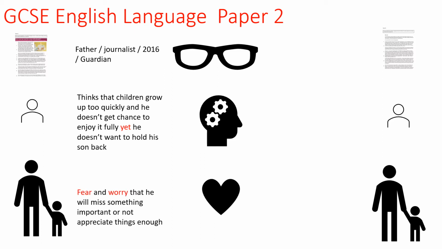And then we can also look at the emotions. Here he's worried. He's worried that he might miss something or not appreciate things because of the speed at which his child is growing up. So he's scared and worried.